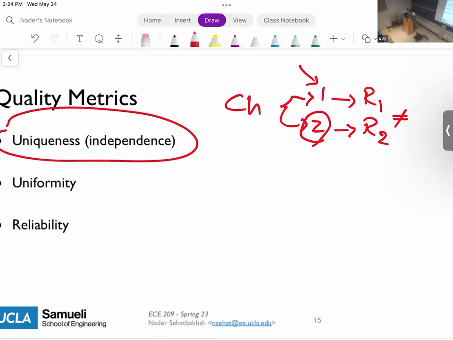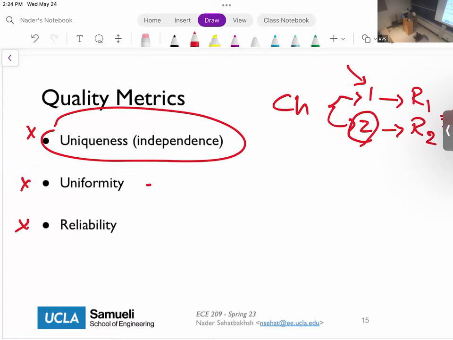And I already told you that generally PUF is going to give you this property, because process variation is a random process, and you build it that way to make sure that this uniqueness property is held. Okay. The second thing is uniformity.